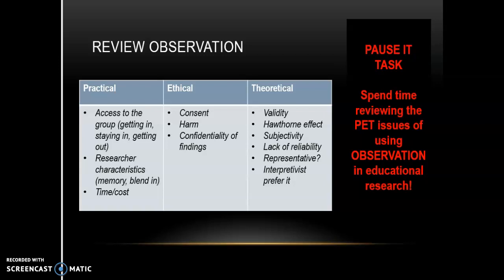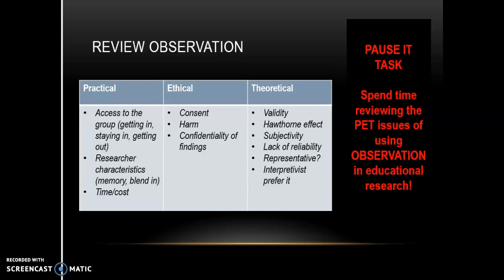Ethically, do you get informed consent? Are you going covert? Is it overt? Is there going to be any harm to the participants? Are you going to keep their confidentiality when you publish your research? What's the long-term effect of that research?